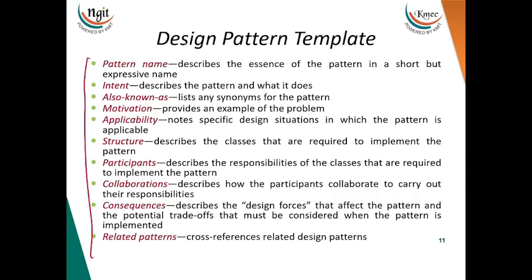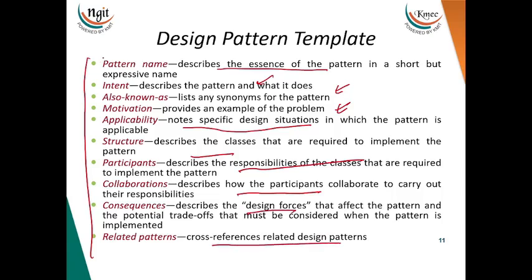These are the things. Design name: describes the essential part, which part it is given. Intent: describes what it is going to do. Also known as: lists the synonyms of the pattern. Motivation: provides an example for it. Applicability: notes specific design situations, when the situation comes up, when you can use it. Structure: how it is going to participate, what the responsibilities are, how it is going to collaborate, what the sequence of instructions it is going to execute, and what related patterns are cross-related to it. These are the names given to it. And in the next slide, there is an example.